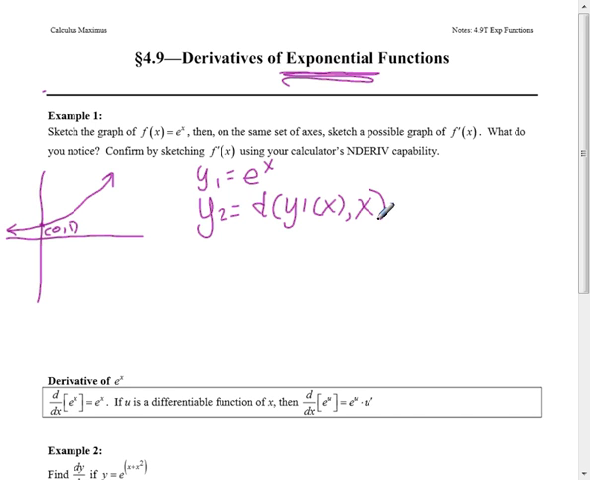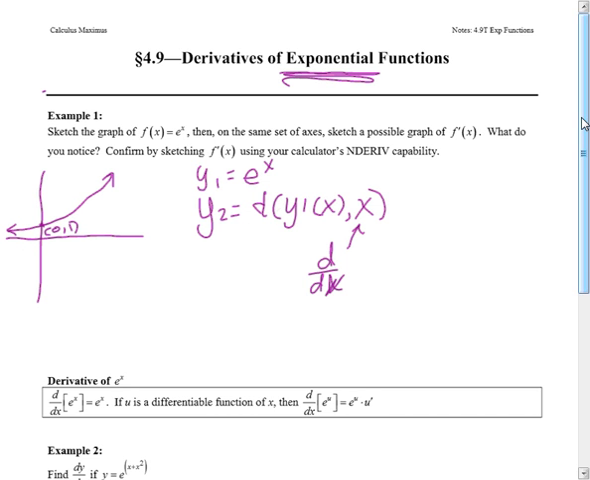Make sure you use the right format here. This gives us the derivative with respect to x. That's what it tells us, to take the derivative with respect to x. So go ahead and check that out on your calculator. If you need to, you can make one of these bold because they will be right on top of another if you do it correctly.